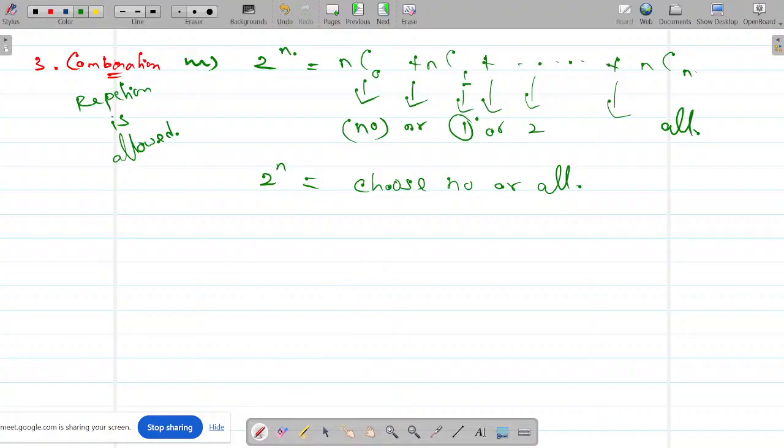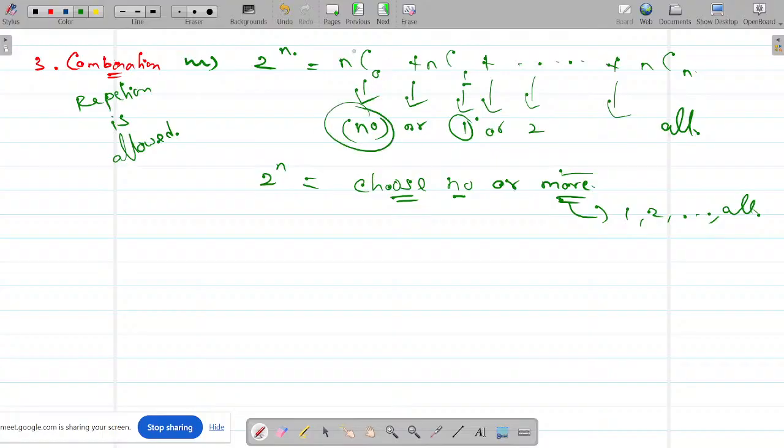If you're not okay with these wordings, shall I write this? Choose no, which means don't choose anything, or choose more than that. Choose one or two. So more includes one, two, all. Actually, I'm not writing this word. In the exam, they ask this. This is a standard result. See how the question will be asked: choose, which means combination, no or more.